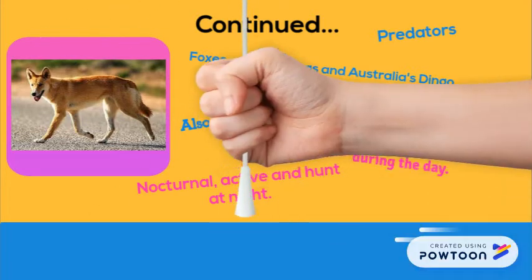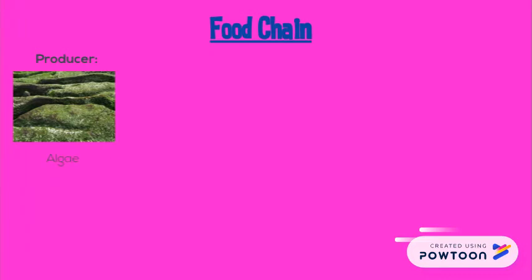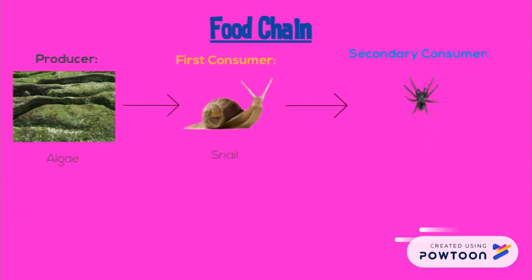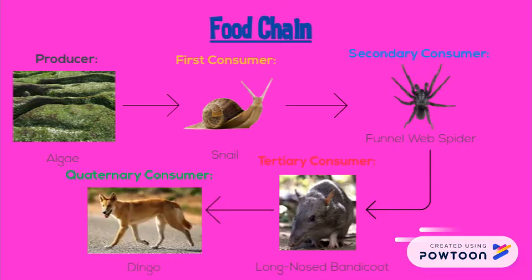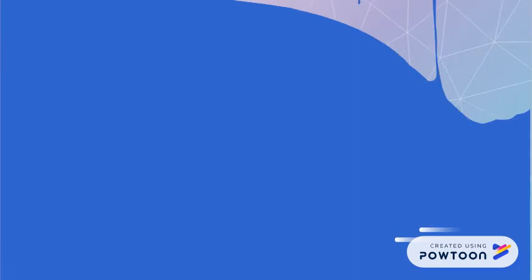snakes and dingoes. Here is the food chain of the bandicoot, with the producer as algae, the first consumer as a snail, the secondary consumer as the funnel-web spider, the tertiary consumer as the long-nosed bandicoot, and the quaternary consumer as the dingo, with the arrows showing where the flow of energy goes.